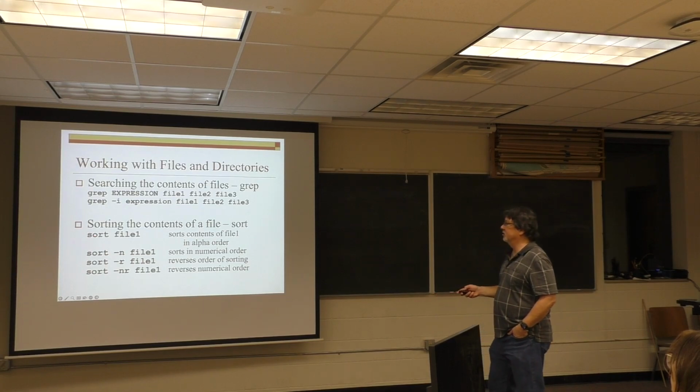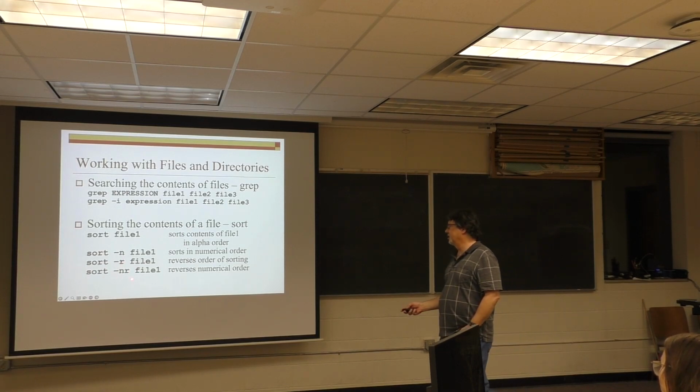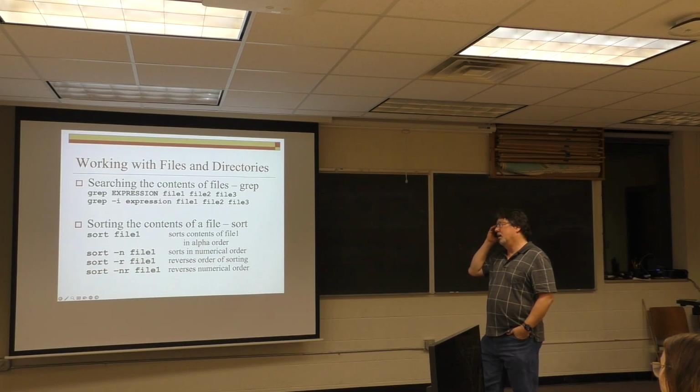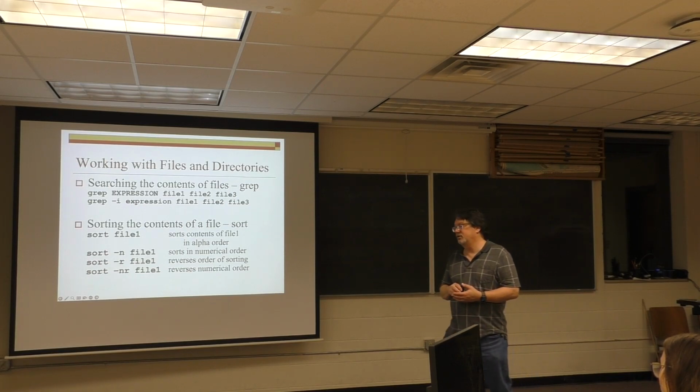There's a sort command which will sort files either alphabetically, sort -n will sort them numerically, sort -r will do it reverse alphabetically, and sort -nr will sort in reverse numerical order. That can be handy if you want to sort a file alphabetically, and you can tell it which column to sort it by and things like that.